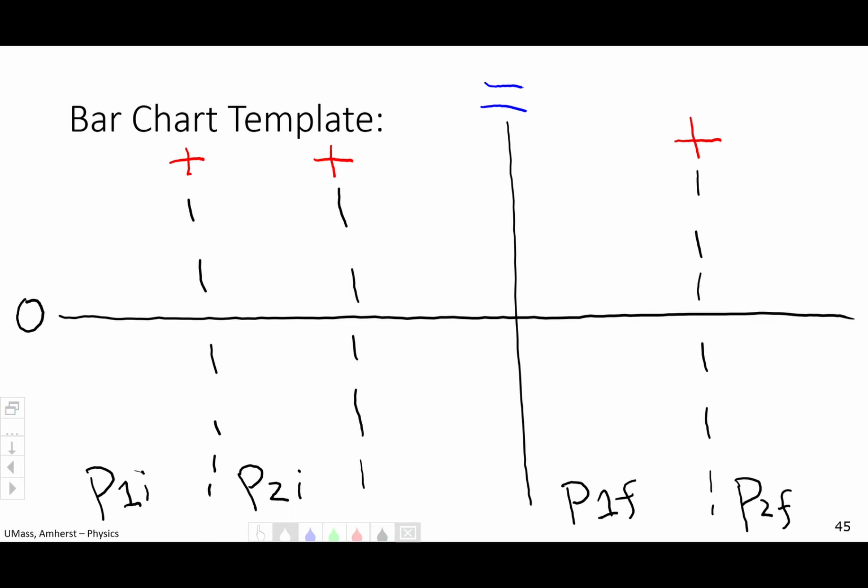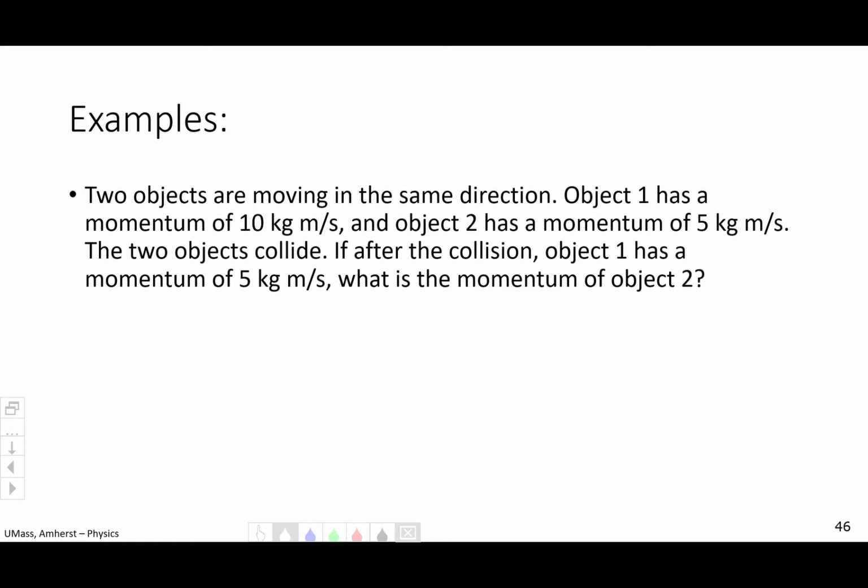And then P1 final and P2 final are the momentum of each object after the stuff happens, whether it be a collision or otherwise. So we're going to apply this in the following way. We'll start here. Two objects are moving in the same direction. Object 1 has a momentum of 10 kilogram meter per second, and object 2 has a momentum of 5 kilogram meter per second. The two objects collide. If, after the collision, object 1 has a momentum of 5 kilogram meter per second, what is the momentum of object 2?